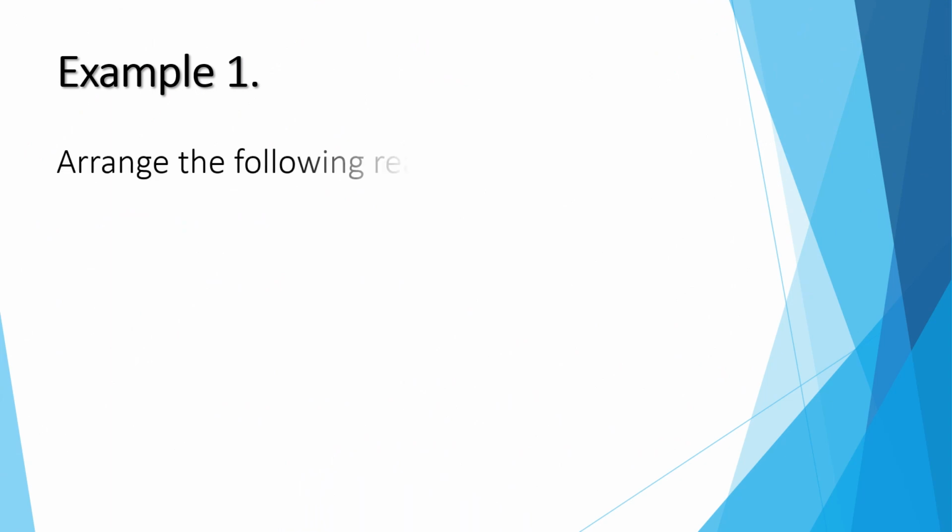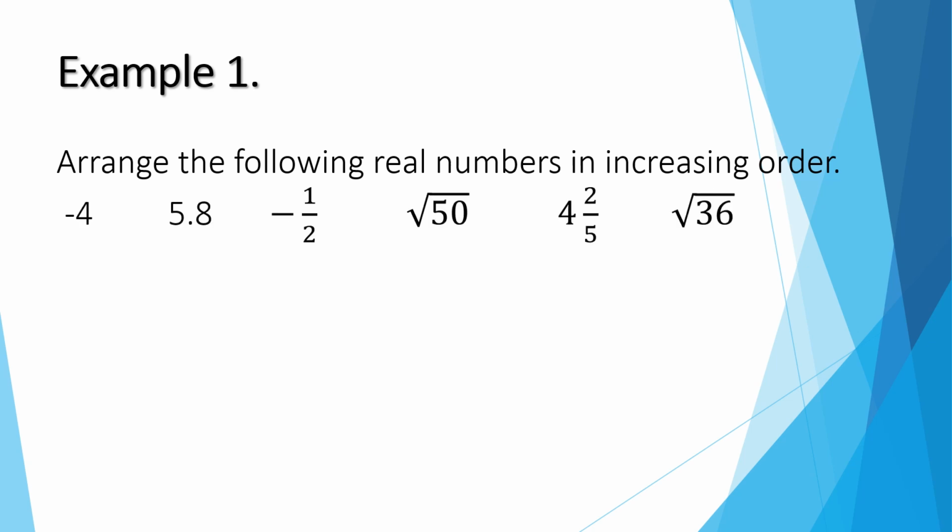Okay, let's have example number 1. Arrange the following real numbers in increasing order. Kapag sinabing increasing order, from lowest to highest. So, kung mapapansin nyo, meron tayo ditong iba-ibang uri ng numbers. First is negative number, which is the negative 4. The second one is 5.8, which is under siya ng decimal. Next is negative 1/2, fraction, square root of 50, 4 and 2 over 5, and the square root of 36. So, kailangan i-arrange natin ang bawat numbers o ang mga halimbawa ng real numbers na yan in increasing order nang hindi natin kailangan gamitan ng number line.